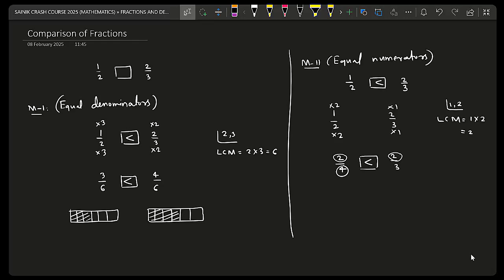1 and 2. Yes. If you find the LCM of 1 and 2, because there are no common factors for 1 and 2, that means they are co-primes. What is the LCM of co-primes? I'm asking the LCM of co-primes. I made you write it in the notebook also, no? That is their product. LCM of co-primes is their product. What is the product of 1 and 2?